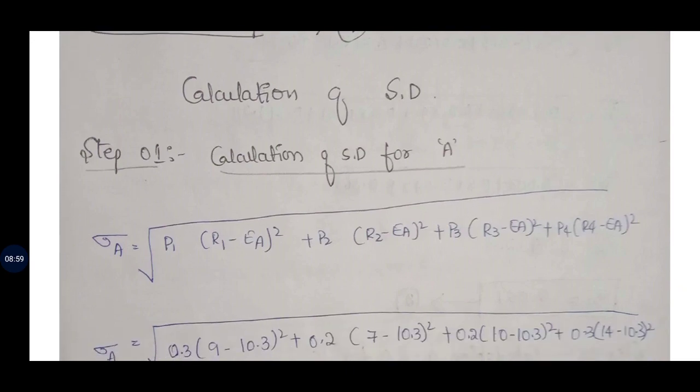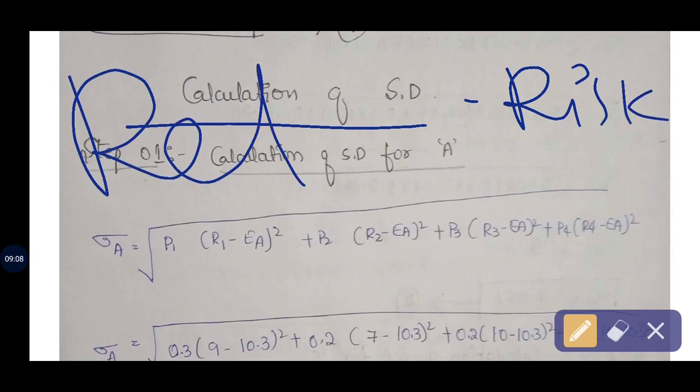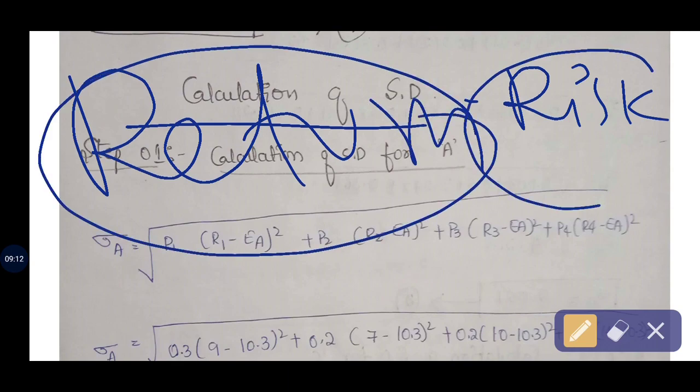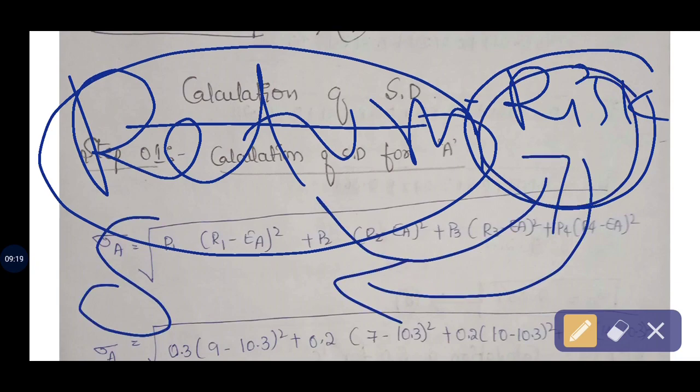So the second step, the main calculation, is the standard deviation, that is the risk calculation. We have calculated the return, how much return we get. Now we have to see how much risk there is for those returns. To calculate risk, we will calculate the standard deviation.